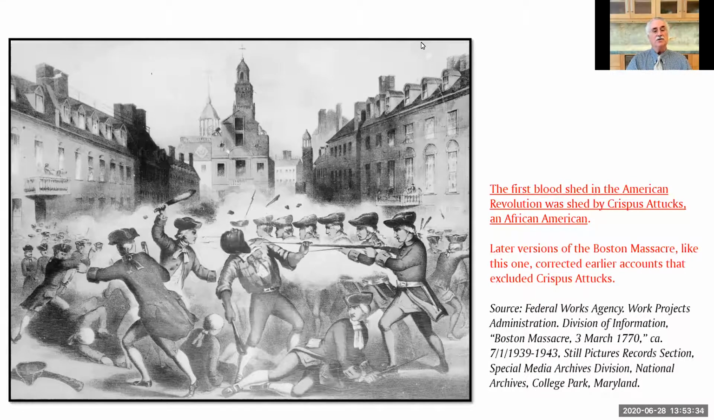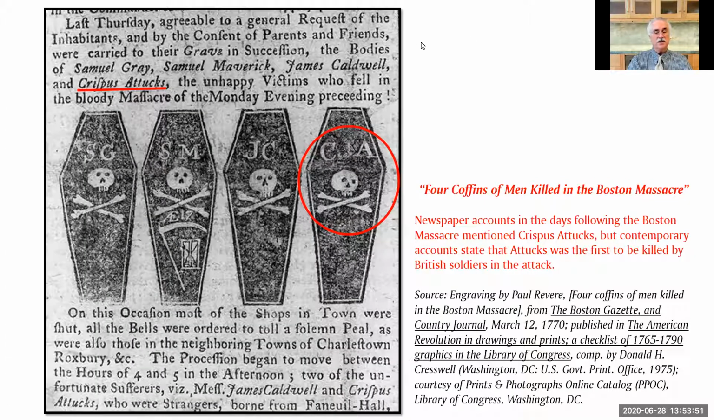The later versions of the Boston Massacre, like this one, corrected earlier accounts that excluded Crispus Attucks and properly put him back in the center of the action, or closer to the center. This is an advertisement in the Boston Gazette only days after the Boston Massacre. You can see in red those four coffins, and the one on the right I've circled CA, standing for Crispus Attucks. And you can see his name underlined above that.